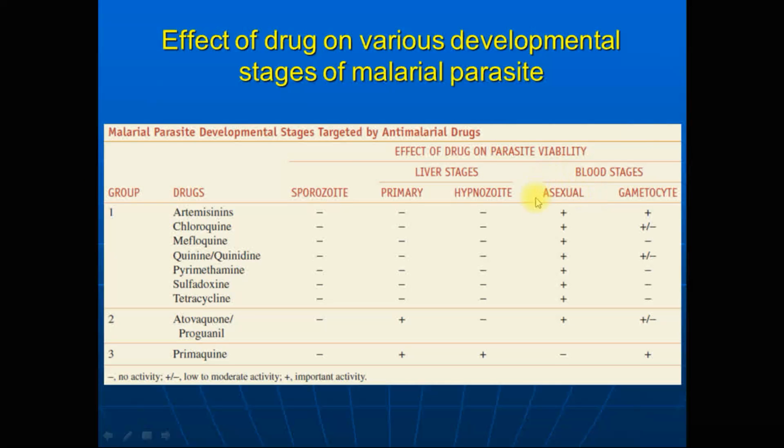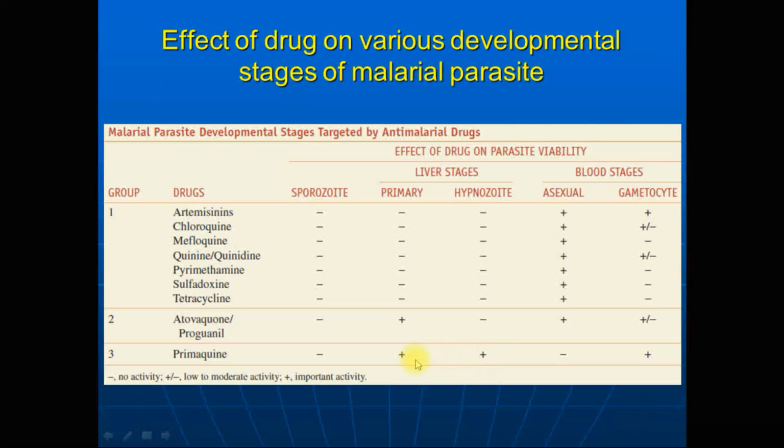Fine. And blood stages include the asexual forms, that is schizonts and merozoites, and gametocytes. So the effect on each of these stages for various drugs has been shown. You can just see the example of primaquine. Here it has activity against the primary stage of the liver, hypnozoites also, and gametocytes, but it does not have action on the blood schizonts. So that's why it cannot be used for acute attack. Okay, but it can be used for those types of plasmodium where an exoerythrocytic cycle is there.